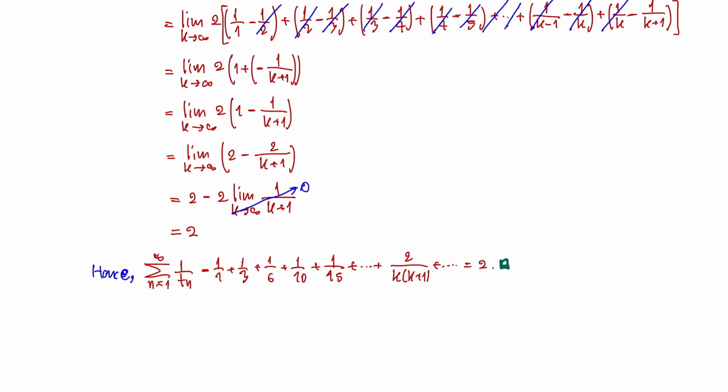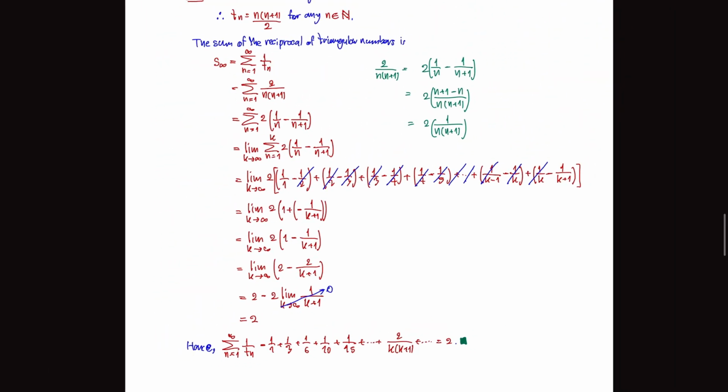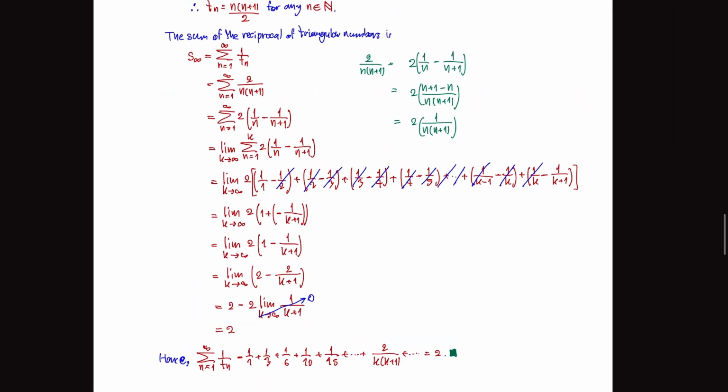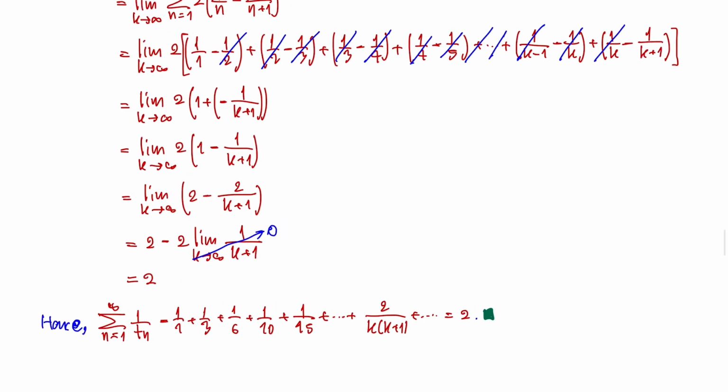Alright? So, we've proved that the sum of reciprocals of triangular numbers is equal to 2. Okay? That's it for today, guys.